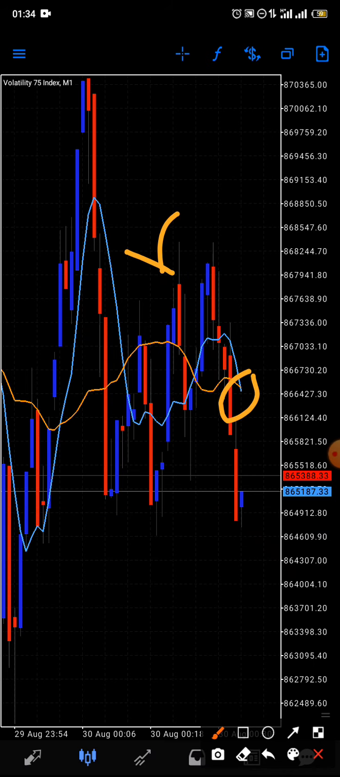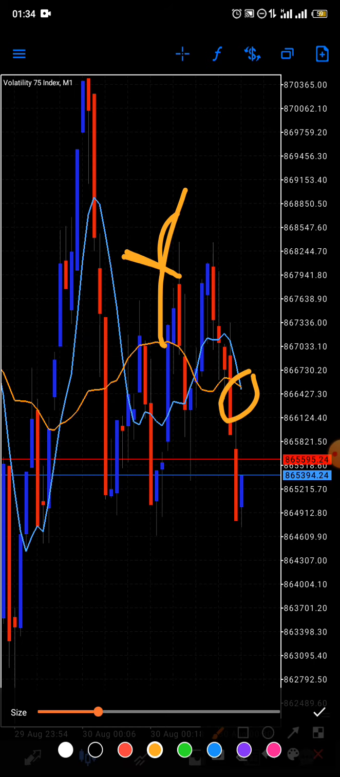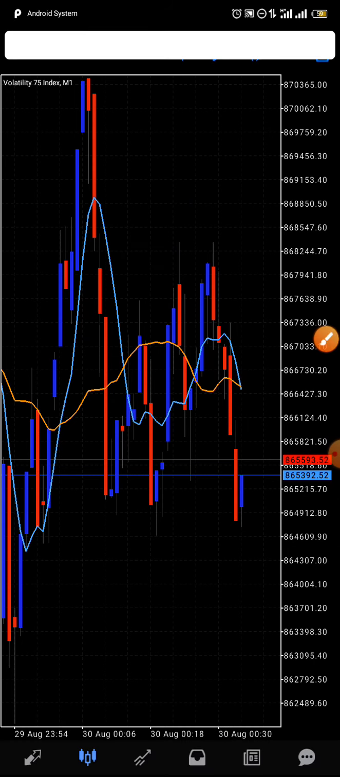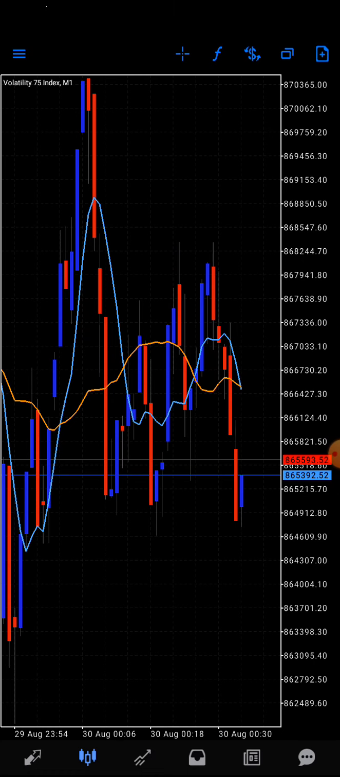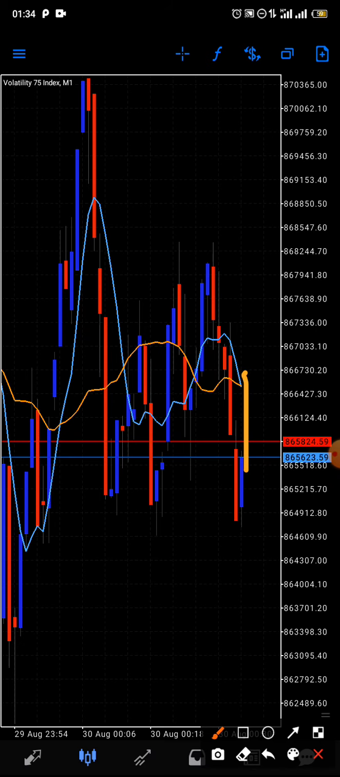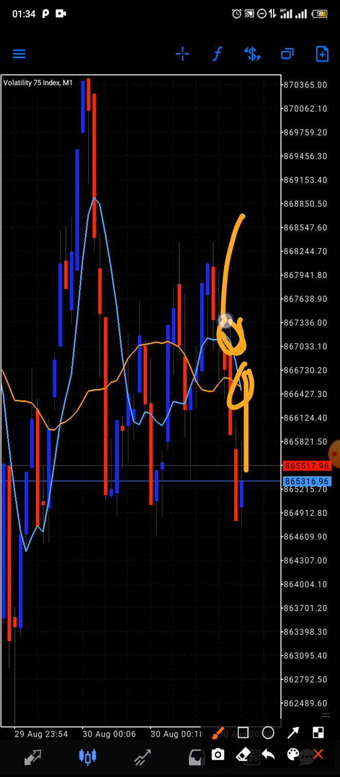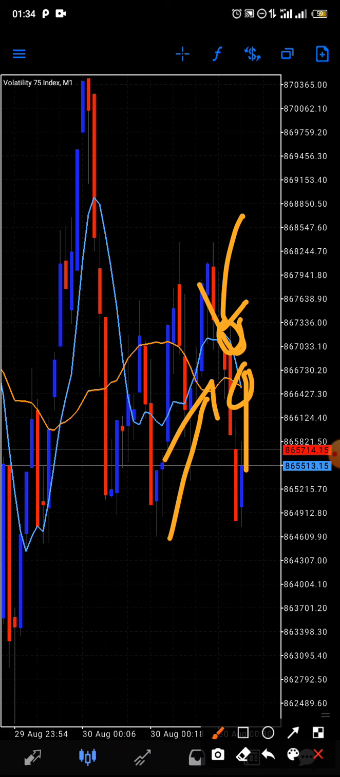We want it crossing like this and like this. I don't know, it has crossed finally. So we could have placed a sell right there, but we won't. What I do is I wait for my candlestick to move back up and touch my moving averages. Then when it touches my moving average between this place and this place, I use this as a support zone, and this as a resistance zone.